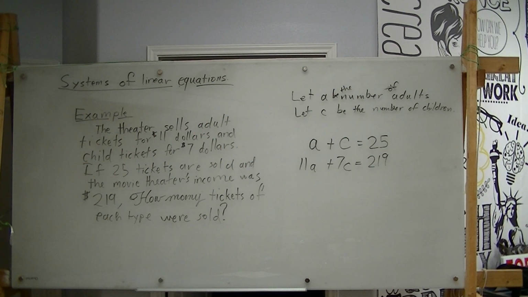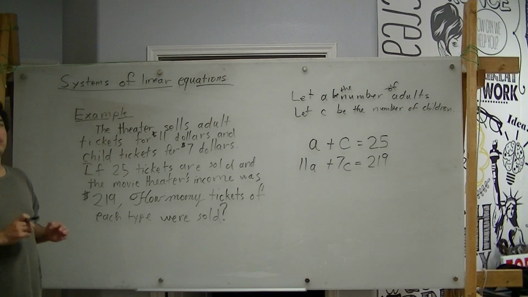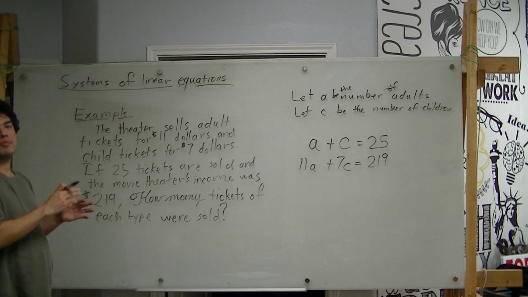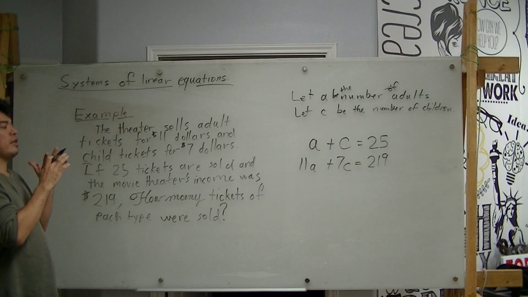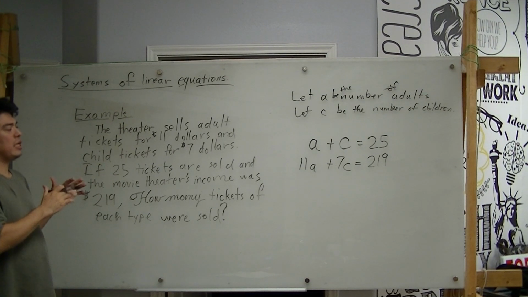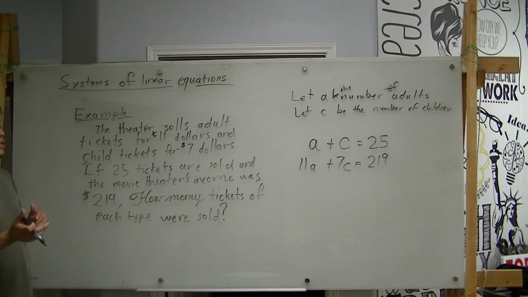And you might say, well, David, this kind of looks similar to problems we've had in the past. What makes this one special? Why is this one different? And the reason it's different is that both of these equations have to somehow be solved at the same time. We need to find a number of adults and children that add up to 25, but at the same time such that 11A plus 7C gives us 219.